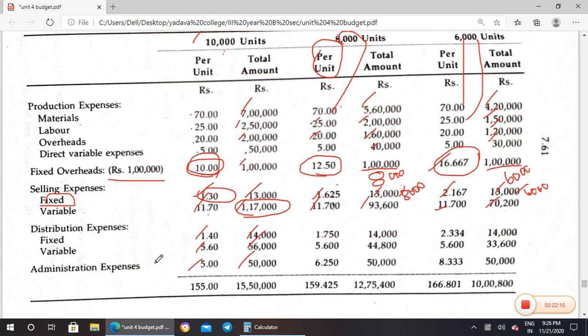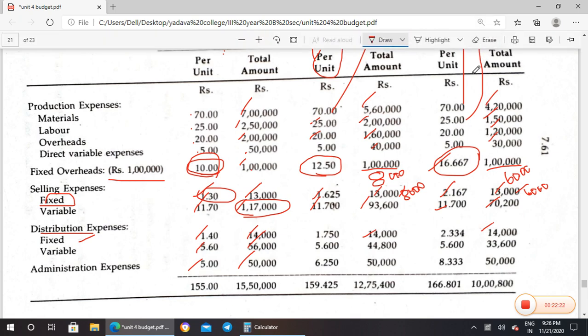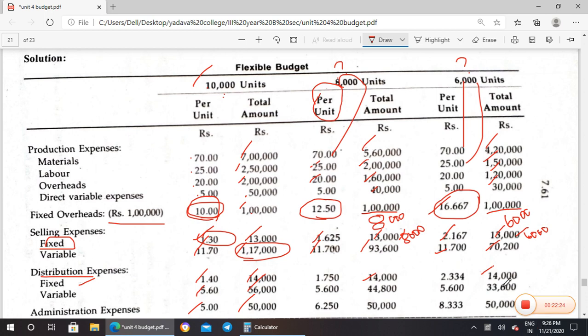So here also the same thing will be followed for distribution expenses. Fixed, they have given 14,000. It cannot be changed. But this 14,000 should be divided by the units given. 14,000 divided by 6,000 units, you will get the per unit rate. So the 14,000 should be divided by the 8,000 units.